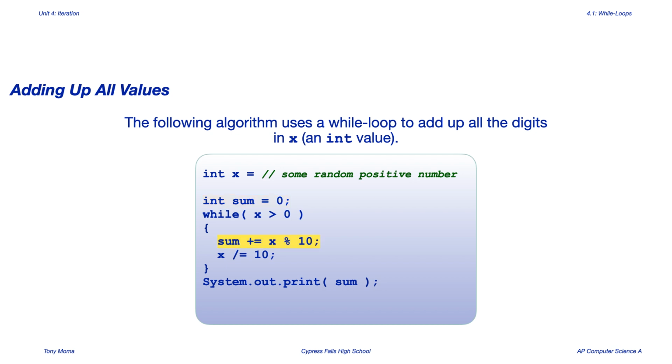What I'm going to do is add the rightmost digit to the sum variable. Then I'm going to divide x by 10 to remove that digit. Then we repeat this process every time, adding the digit to the sum and removing it, repeating until all digits have been removed from x. When that's done, we print out the sum.